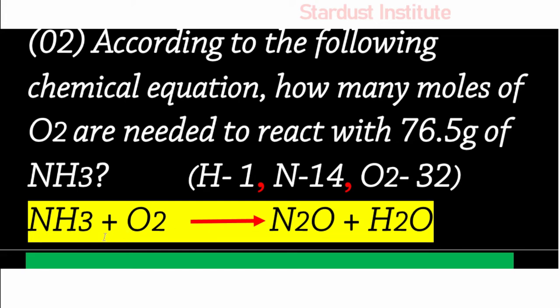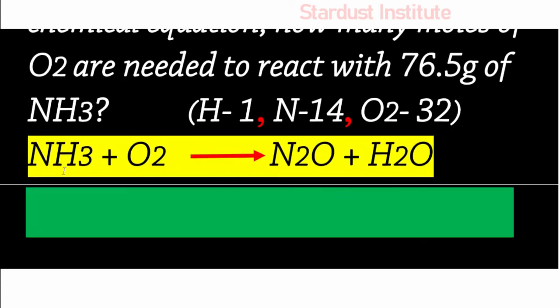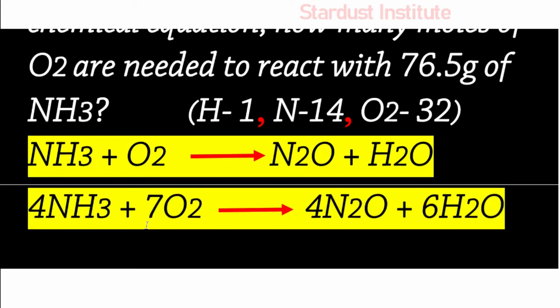The equation: ammonia plus O2 we get N2O plus H2O, but this chemical equation is not balanced. We have to balance it. Let's balance it. 4 ammonia plus 7 O2 we get 4 N2O plus 6 H2O. You practice this and it will take 2-3 minutes to balance the equation.